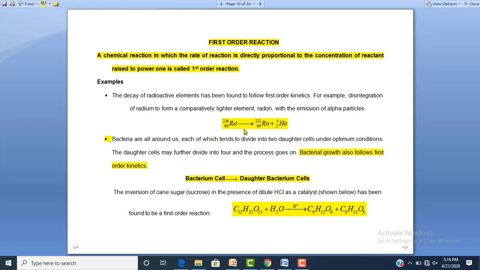For example, disintegration of radium-226 into radon 222 and alpha particle or helium nuclei. This reaction totally follows the rate constant expression of first order reaction. So you can apply this concept to all other remaining radioactive elements. Whenever a radioactive element decays, then it will follow first order reaction.